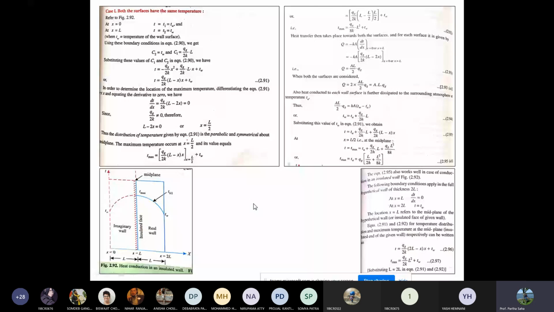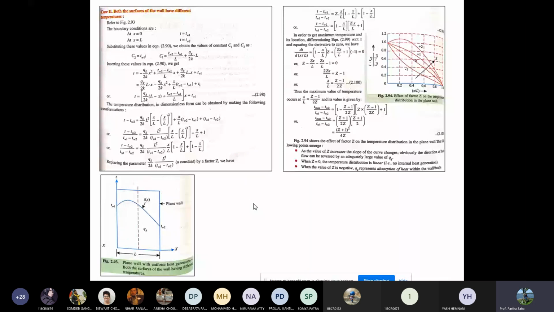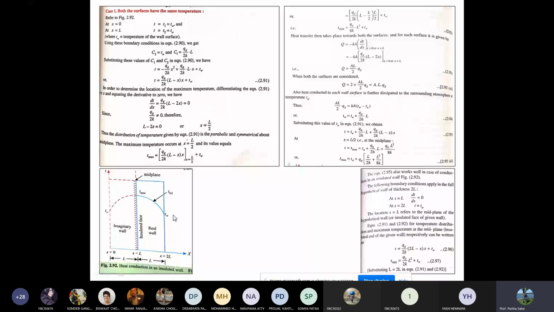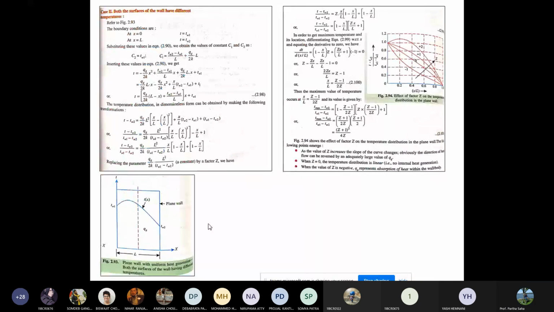Now another case we need to consider, this is a little complicated one. Both surfaces of the wall have different temperatures. Initially we considered the temperatures to be uniform, Tw. But if you consider that the temperatures are not uniform, then what happens? Here it is Tw1, here it is Tw2, right? A temperature gradient exists. So if you refer to equation 2.93, at x equal to 0, T equals Tw1, and at x equal to L, T equals Tw2, right?